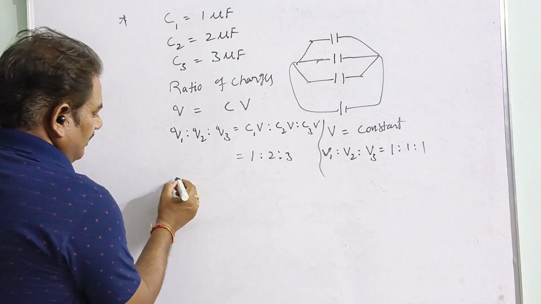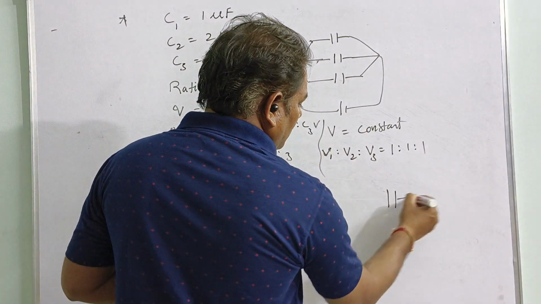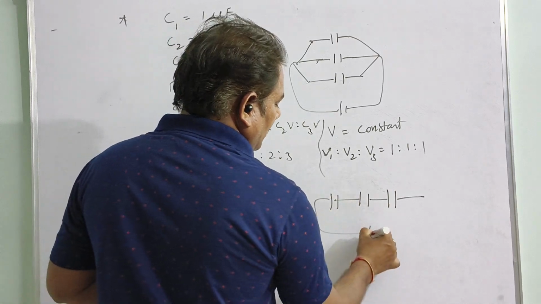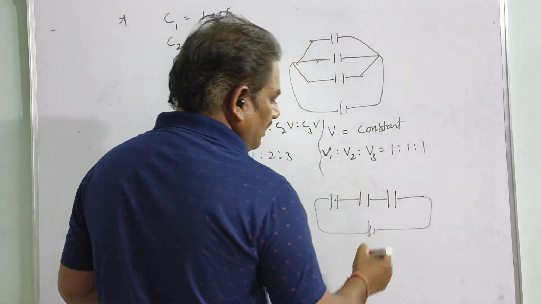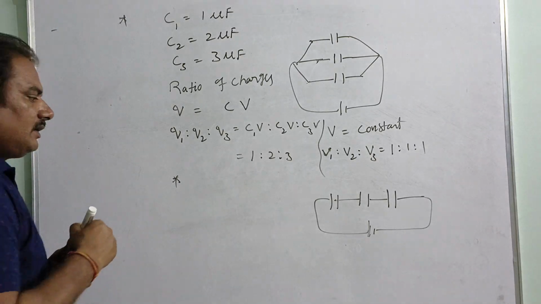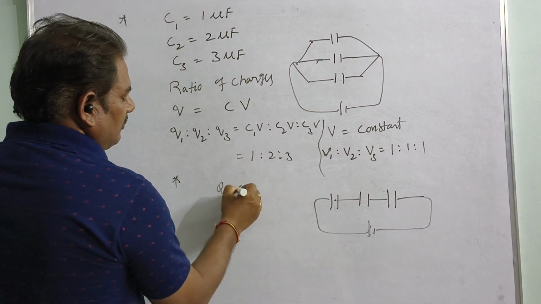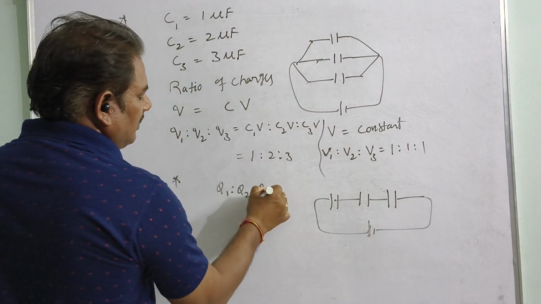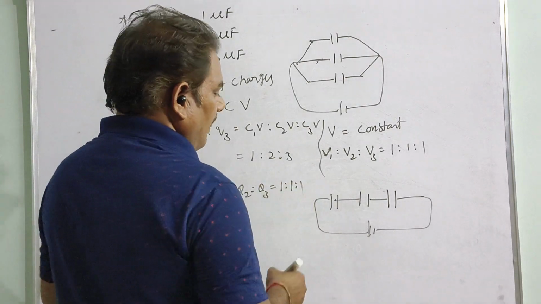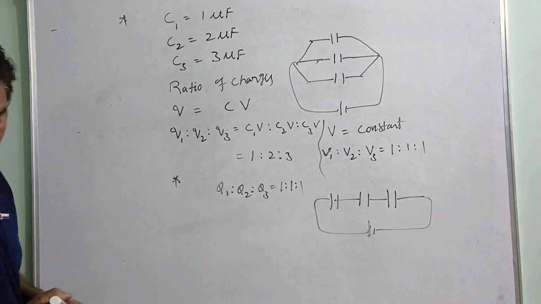But in this case, suppose the three capacitors are connected in series. Then the charge is constant. So Q1 is to Q2 is to Q3 equals 1 is to 1 is to 1. But the potential is different. What is the potential ratio?